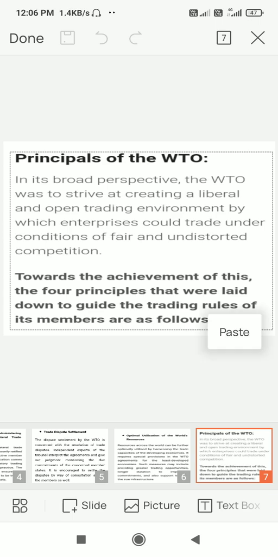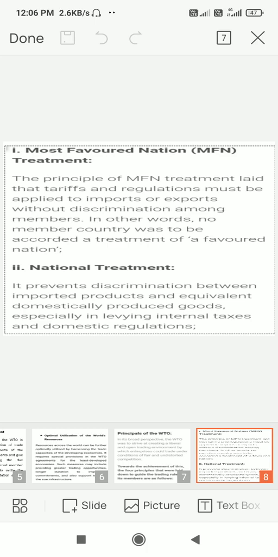So here, suppose there are four principles of WTO which I mentioned. The first one is called most favored nation treatment. It means, suppose you are in class, and in class you are my favorite student, and that's why I give maximum priority to you, not to others. So this is actually wrong. You should give equal value and equal priority to each and everyone as a member of a country.